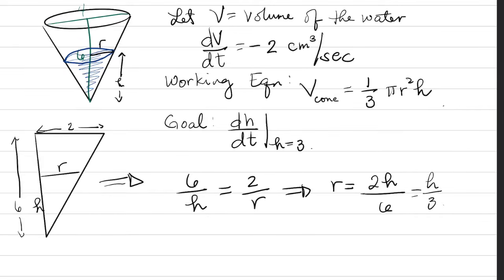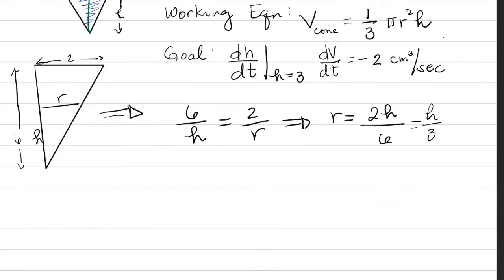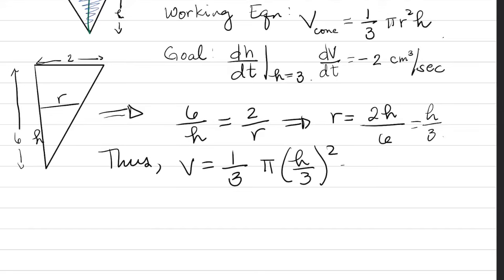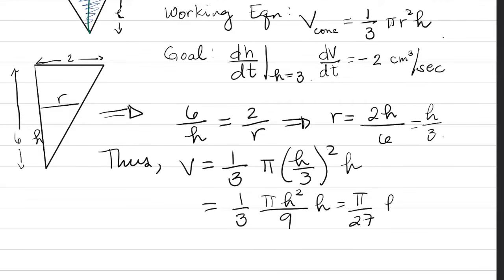So, we can now substitute this r to this equation. Okay? If we substitute this r to this equation, what do we get? So V now, thus V is equal to 1/3 pi, take note that r is h over 3, squared, times h. So, simplifying this, what do we get? 1 over 3 pi, h squared over 9, times h. So this means we have pi over 27 h cubed.